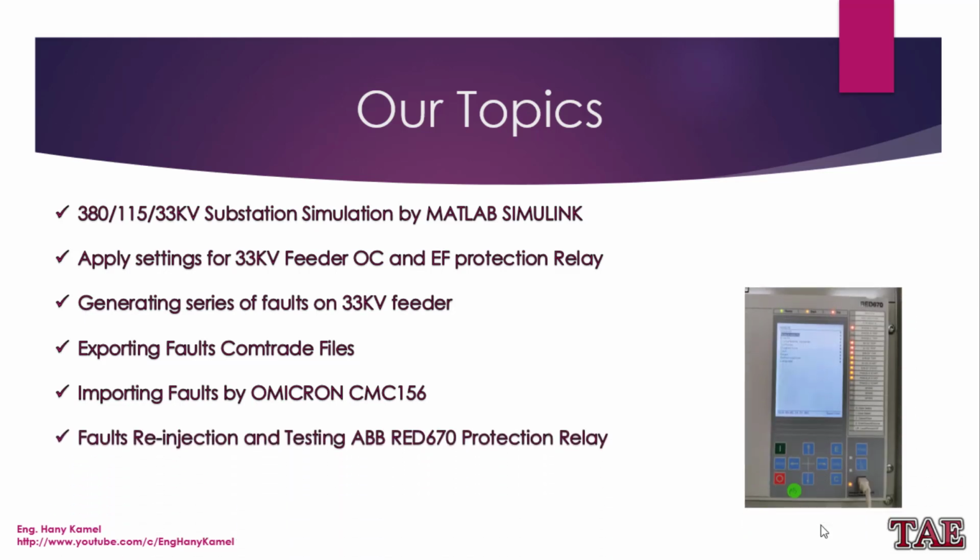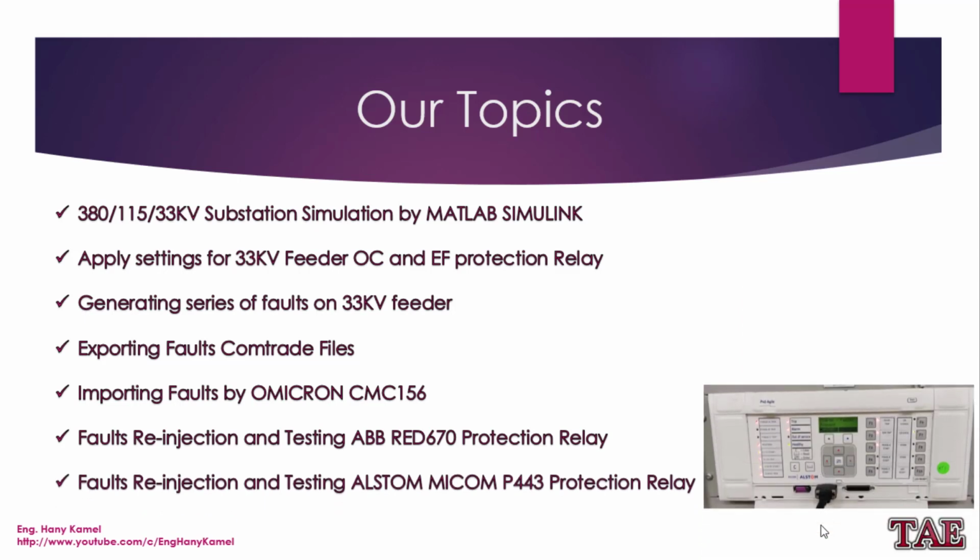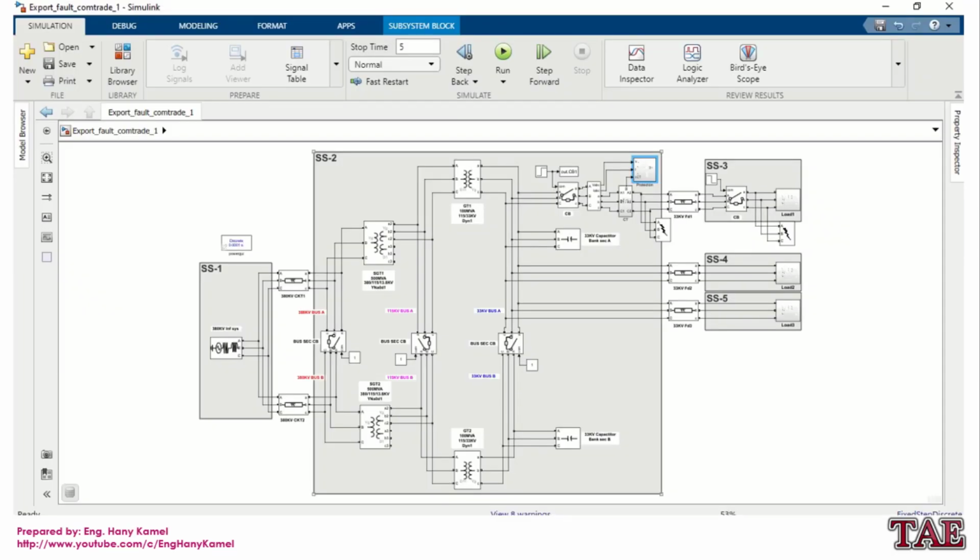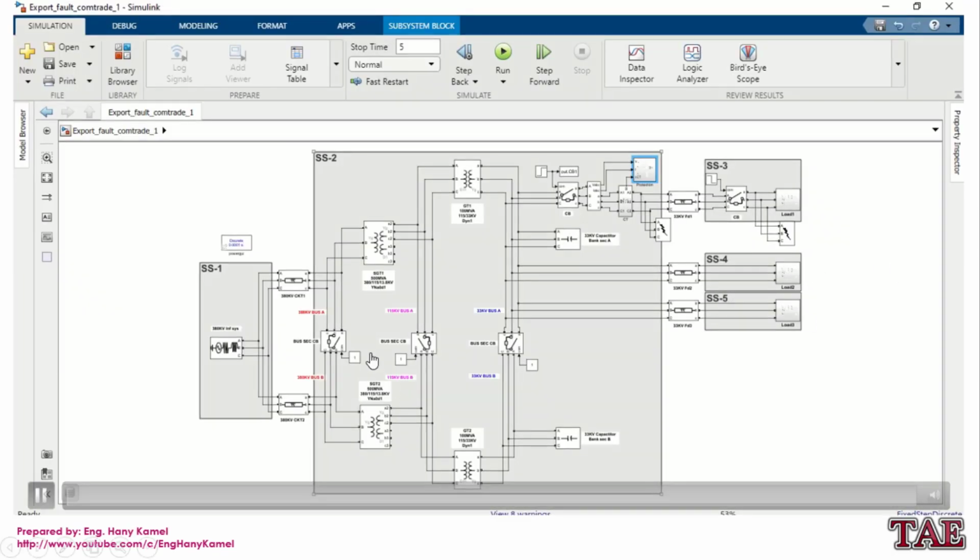And today we already have the ABB RED670 protection relay, so we will make fault re-injection over this relay to check its behavior if this abnormal condition happens in the network. And again we will also check the Alstom MICOM P443 protection relay for this abnormal condition. So now we will go to the first stage.